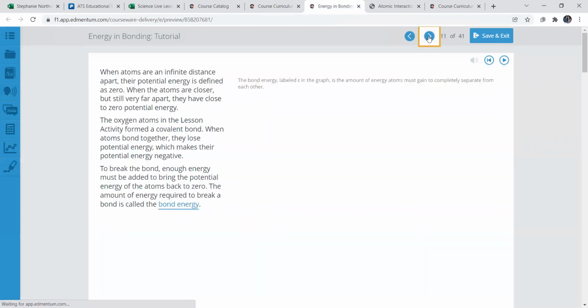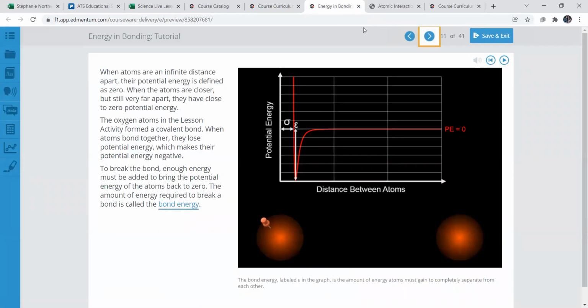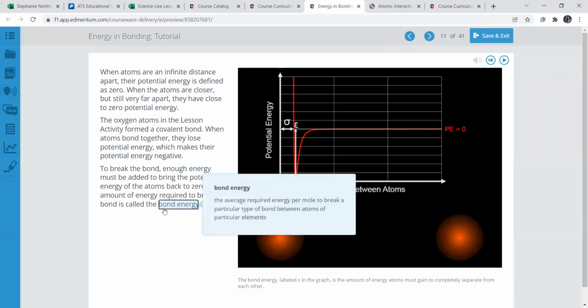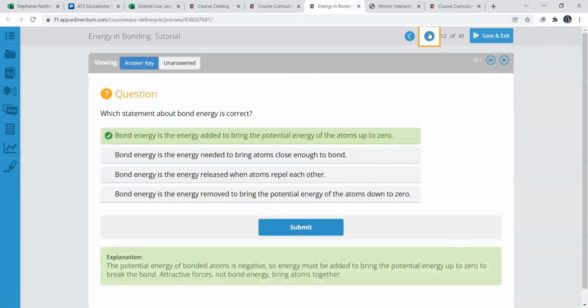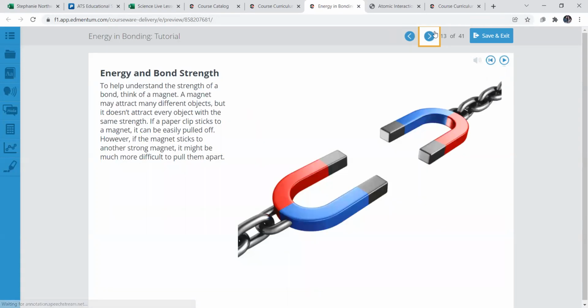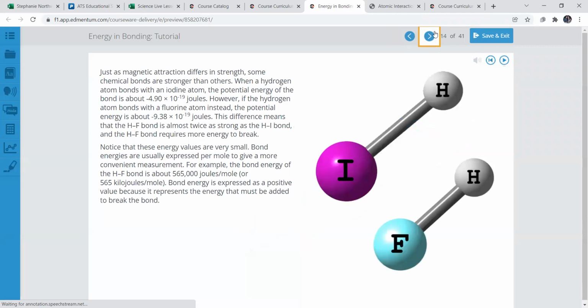Okay, let's go to the next part. Bond energy. The average required energy per mole to break a particular type of bond between atoms of a particular element. Okay, bond energy is the energy added to bring the potential energy of atoms to 0. This just gives you a couple examples.